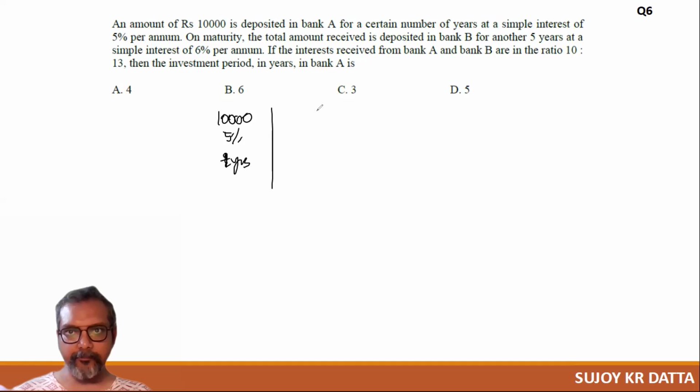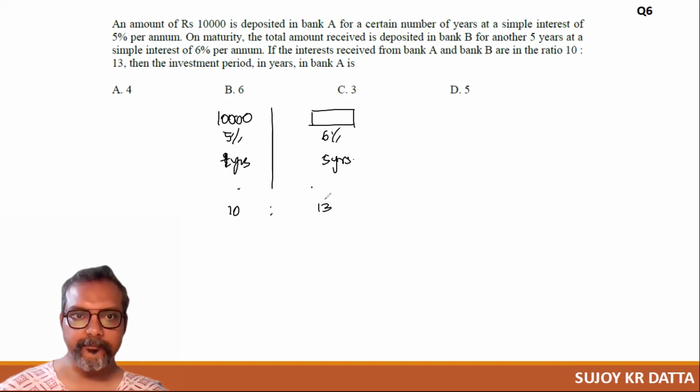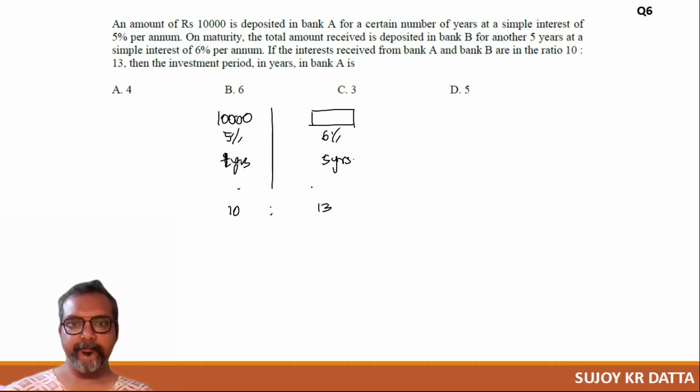The total amount is in bank B at 6% for 5 years, whatever this amount is. Interest received from bank A and B are in the ratio 10 is to 13. So you have to figure out what is the time.